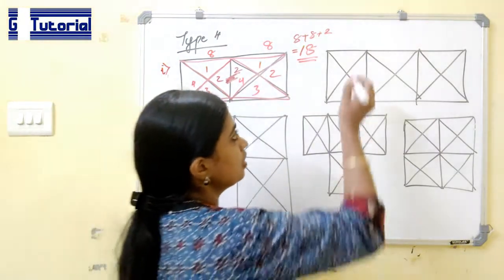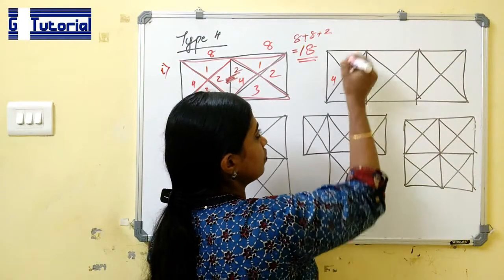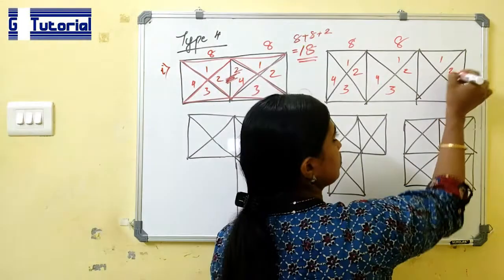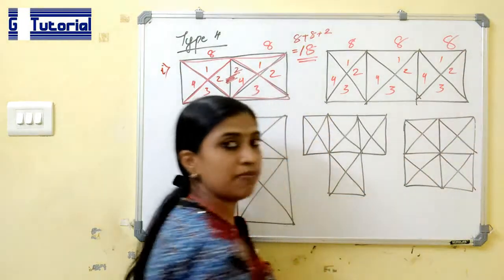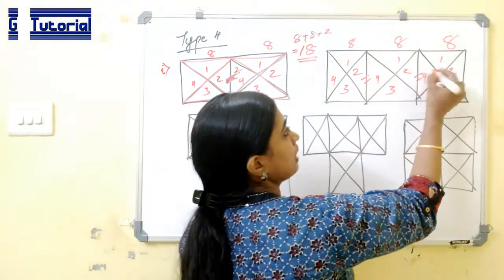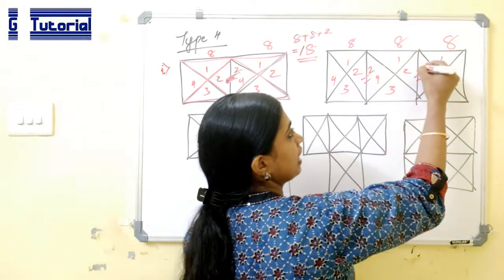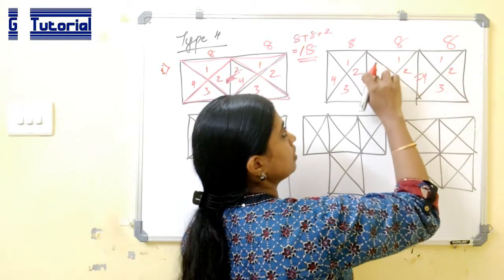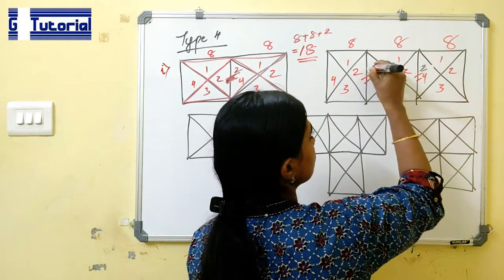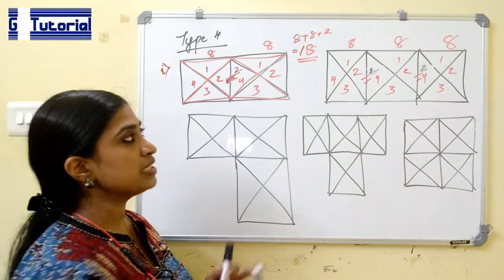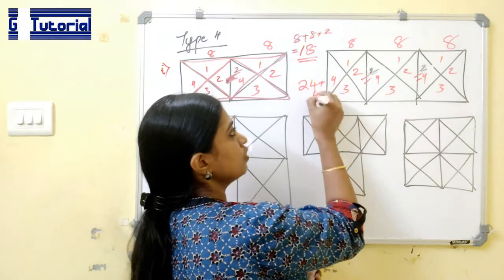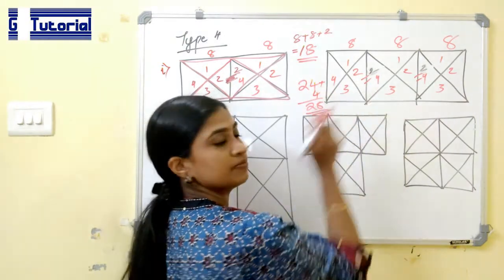Next question. Here also let us number it. 1, 2, 3, 4. 4 2s are 8. 1, 2, 3, 4. 4 2s are 8. Here also 1, 2, 3, 4. 4 2s are 8. That's the number of triangles in each of the squares. Then there is 1, 2 partition. So here 2 triangles are formed and here also 2 triangles are formed. So here also 2, here also 2. So the number of triangles is 8 3s are 24 plus this 2 plus 2, 4. So 28 is the number of triangles in this figure.